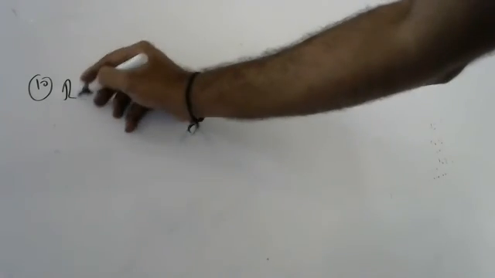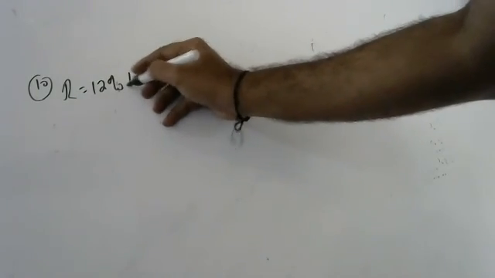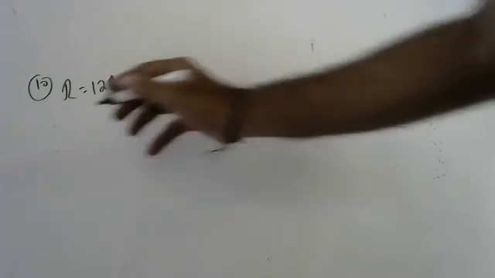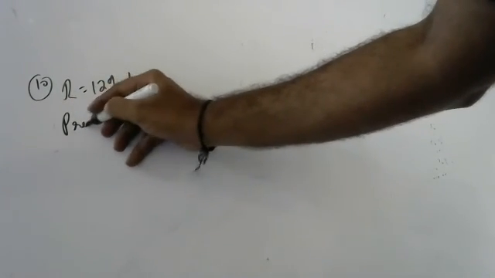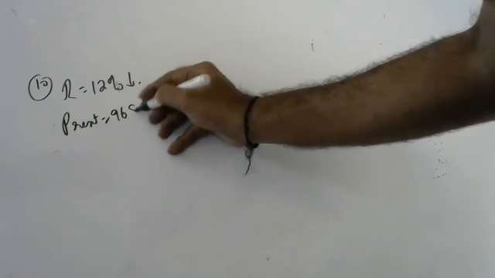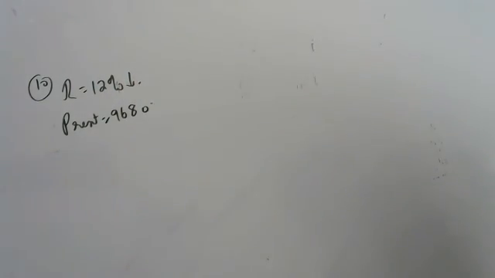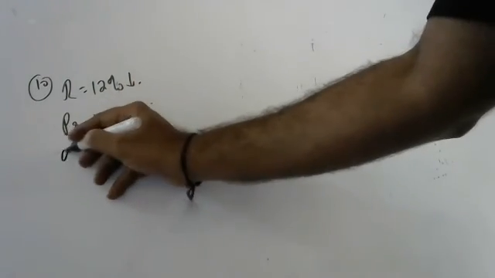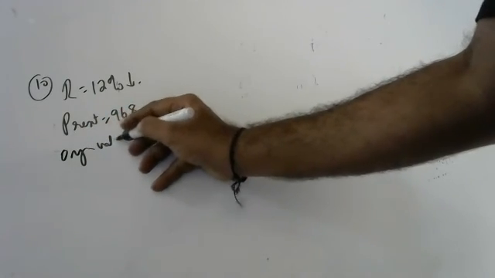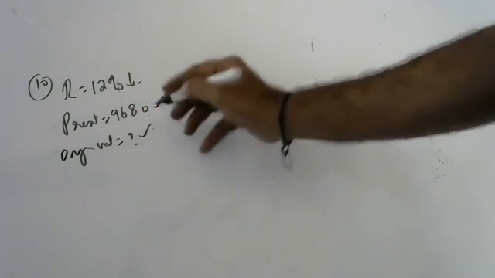The value of a refrigerator which was purchased 2 years ago depreciates at the rate of 12%. If the present value is 9,680, how much was it purchased for? What is the original value?